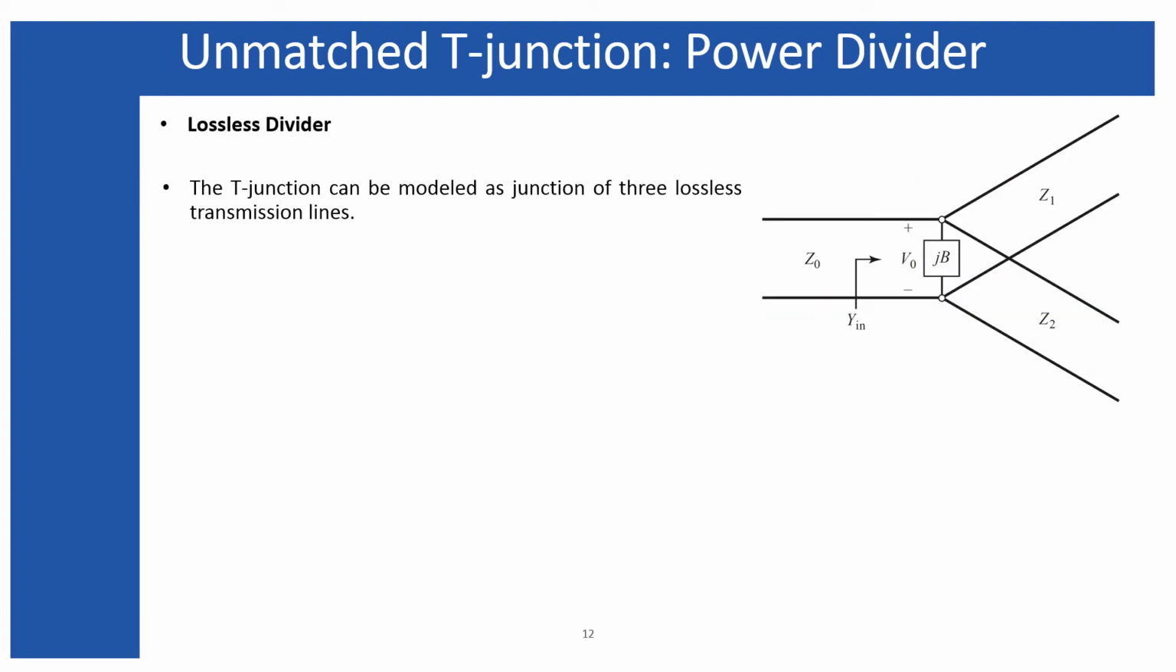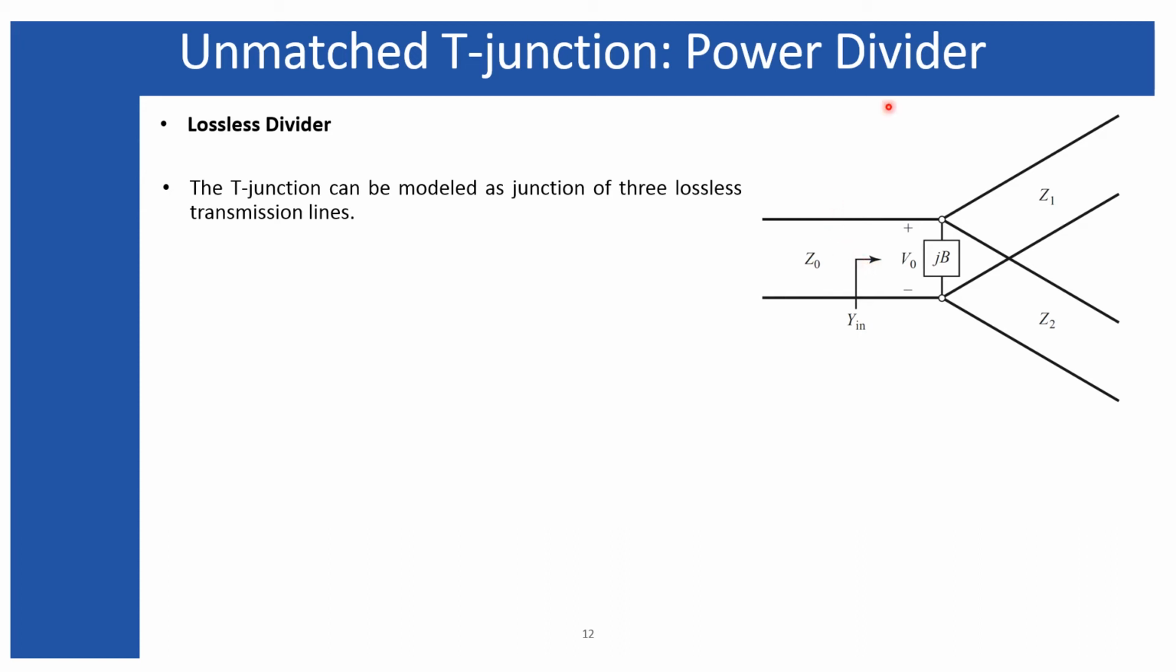So let's consider the first one, the lossless divider. In the last case, the unmatched T junction, I considered only one port that was unmatched, that is port 3. But in this case, we will see that port 1 and port 2, these two ports, are unmatched, but port 3 is the matched condition.